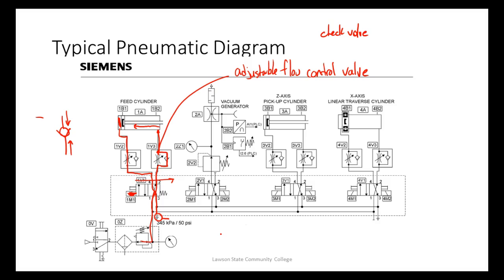Now what we're doing here is referred to as meter out, which we do in high. So what we're doing is we're controlling the flow of the exhaust. We do this in pneumatics on double acting cylinders. We can't do it on single acting cylinders, but on double acting cylinders, we like to meter out. Why? So the cylinder doesn't get stuck.